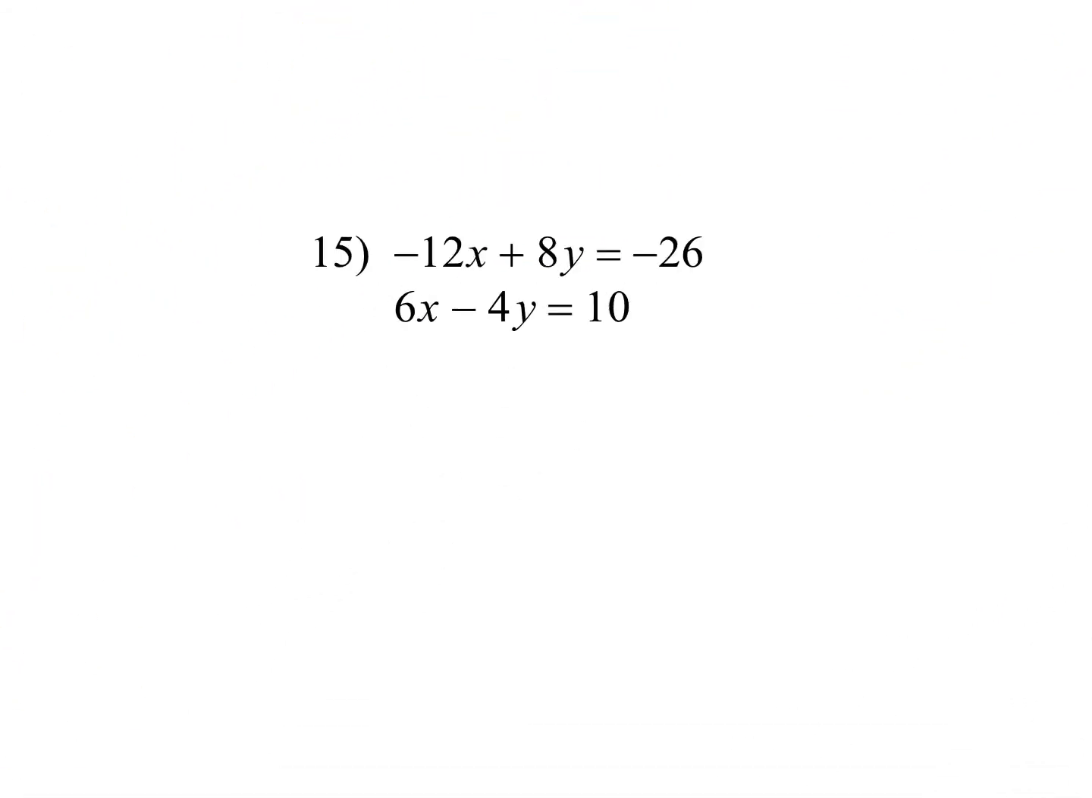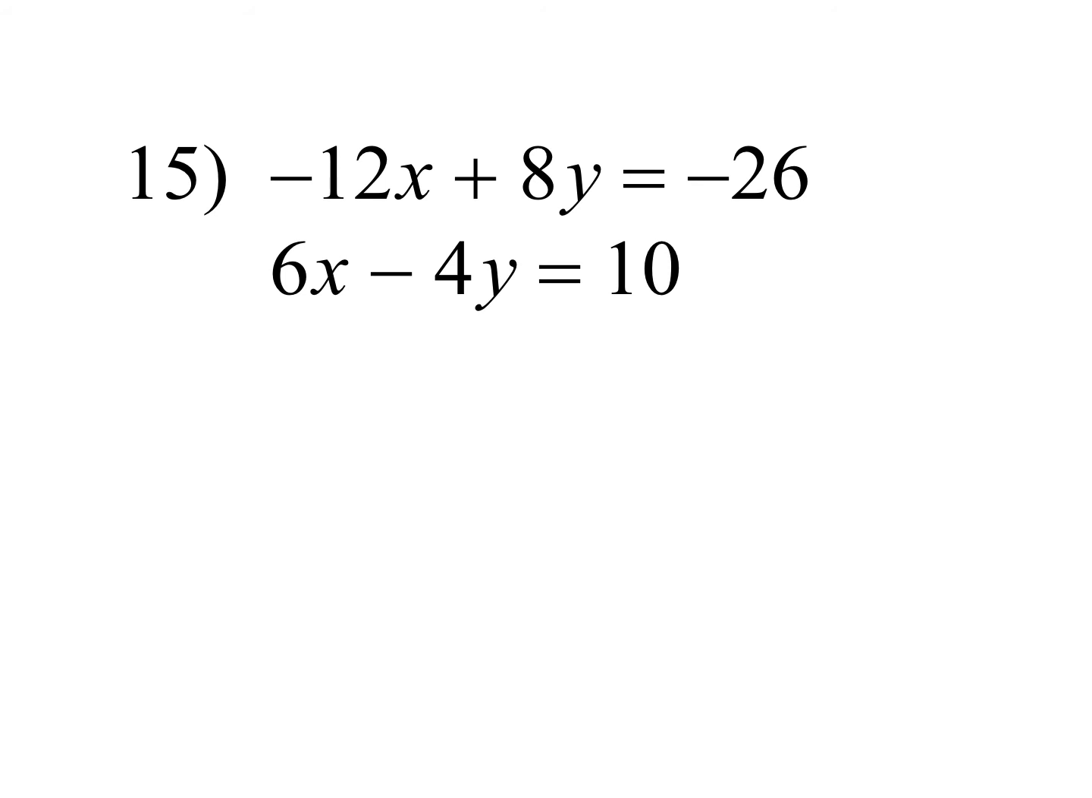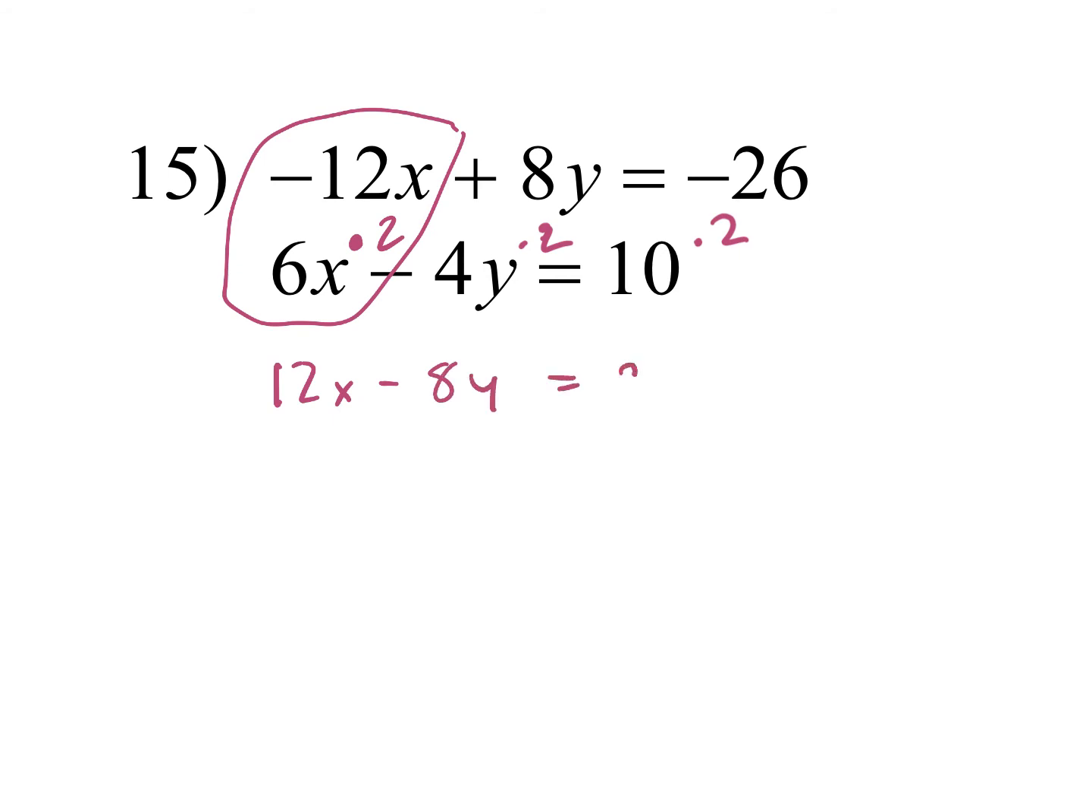Okay, let's do 15. Does anything cancel out right away? Nope. So what do I have to do? To which one? I want my x's to cancel here, so I would have to times 2 to everything in my second equation. So my new second equation becomes 12x minus 8y is equal to 20. I'm going to rewrite my first equation right below it just so it's easier for me to add. So negative 12x plus 8y is equal to negative 26.